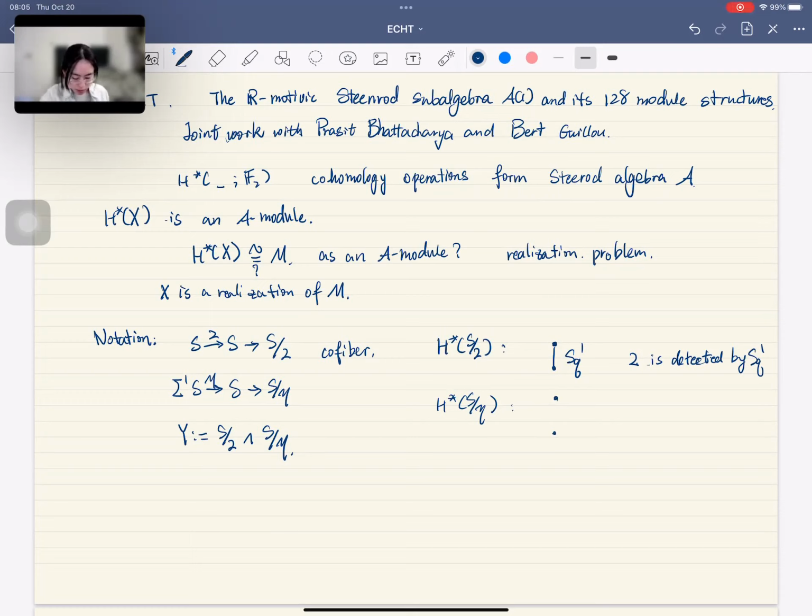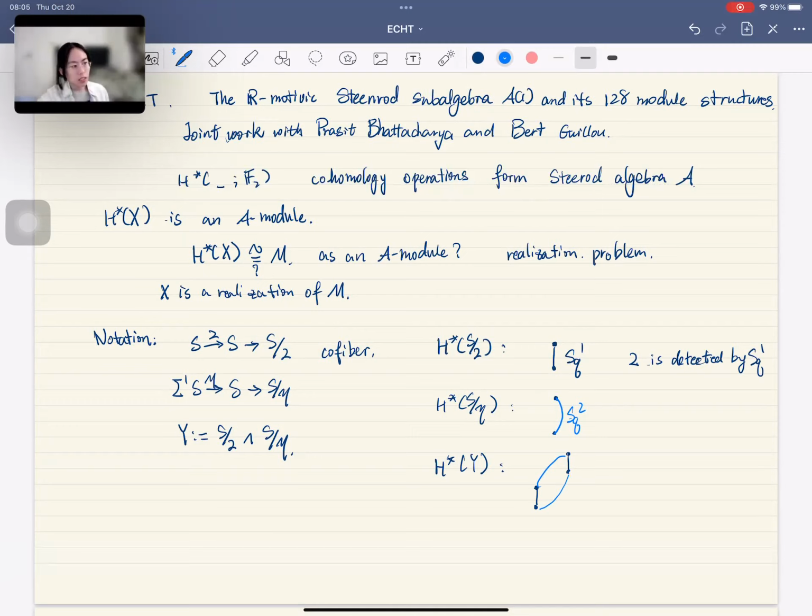Then I'll have a longer edge, and I'll use the blue curve to indicate the action of Sq2. So we can draw the cell diagram of Y, and that will be a square that has the shorter edge being Sq1 and the longer edge being Sq2.